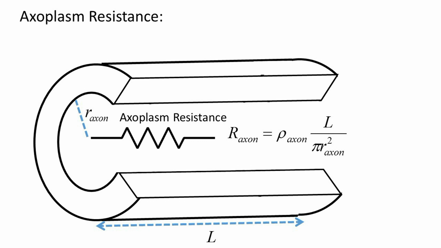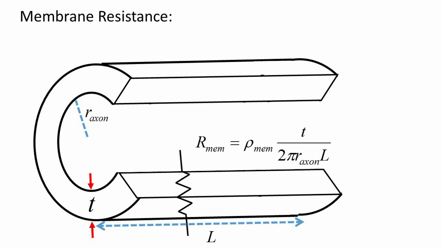In this cutaway segment of an axon of length L and radius r axon, the axoplasm resistance will be given by axon resistivity ρ times length L divided by the cross-sectional area, that is, pi r squared. An increased axon radius will reduce the resistance of the segment. The membrane resistance depends on the product of the resistivity of the membrane and its thickness T, divided by the area of the cylindrical surface, the circumference 2 pi r times L. An increased membrane thickness will increase the resistance of the membrane.